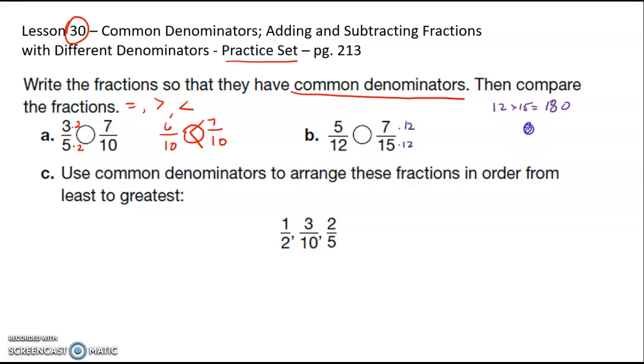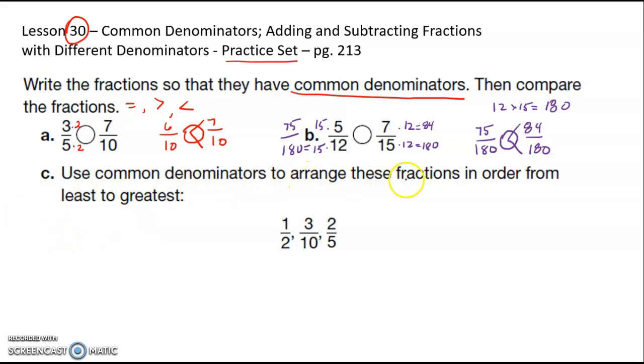So I get 84 over 180, because this is 84 and this is 180. And then I'm going to multiply this by 15 and this by 15. So this is 180, and 15 times 5, 75. So I have 75 over 180 and 84 over 180, so that's going to be larger.